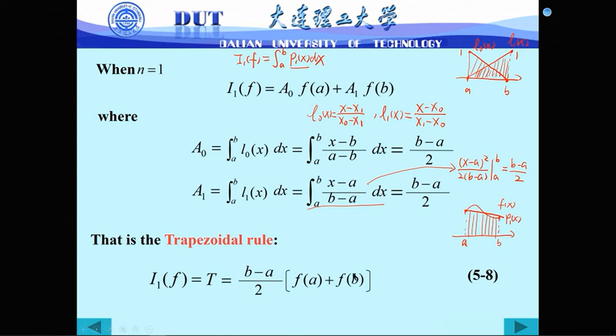That means we can just use 2 function values of the function f(x) to approximate the integral. So we can use (b minus a) over 2 multiplied by (f(a) plus f(b)) to approximate the integral of f(x). It's okay? This is the famous trapezoidal rule.